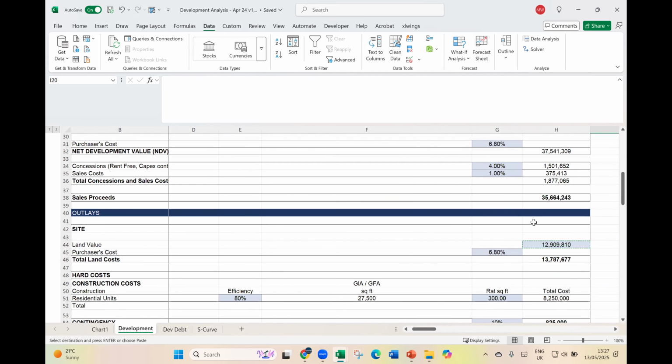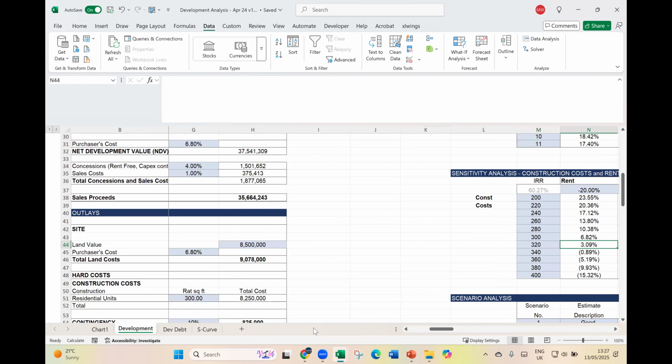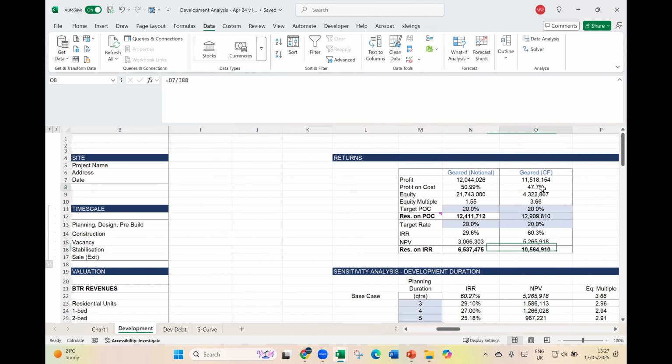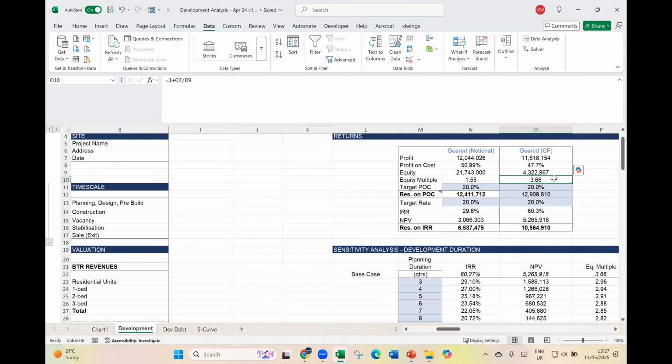And then your equity, then we have to go back here to the base case. 1, 2, 3, 1, 2, 3. And then with your base case here, you can calculate then the equity, how much equity you need. As we mentioned, we need 4.3 million because the rest is financed by debt. And then we have an equity multiple of 3.66 times. So that means that for each pound that you put in, you're going to get 3.66 back. Yeah, so your money is multiplying by 3.7 times.